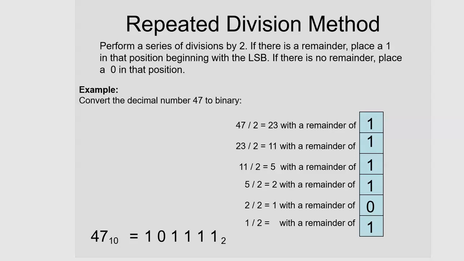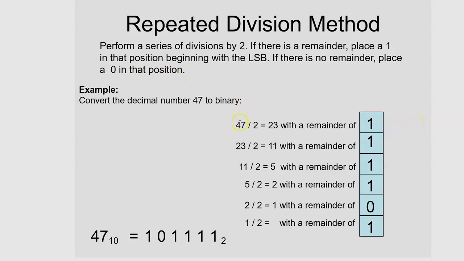But what you've got to remember is, I have it right here. It says perform a series of divisions by 2. If there is a remainder, place a 1 in that bit position, starting with the LSB. If there is no remainder, it's a 0 in that position. So when you do the division, say you're going to divide 47 by 2. You keep dividing by 2. You get 23 with a remainder of 1. So that remainder of 1 becomes part of your binary number. The other thing this is saying is the very first number you get is your LSB, your least significant bit, not your most significant bit.